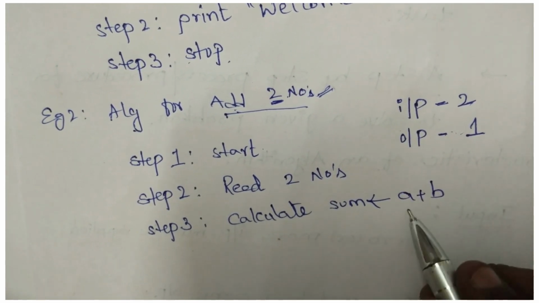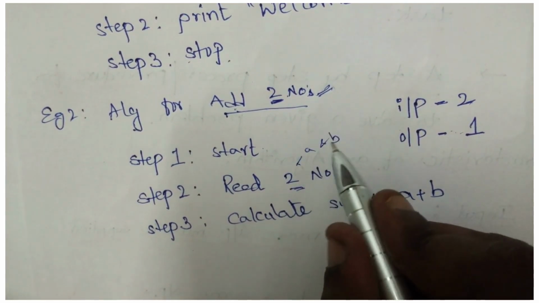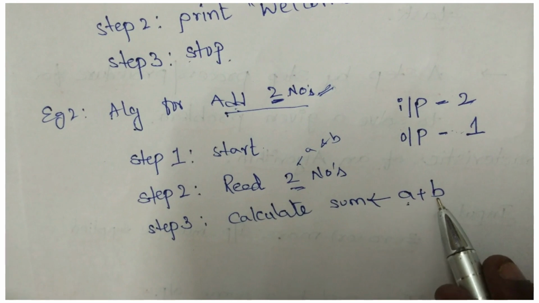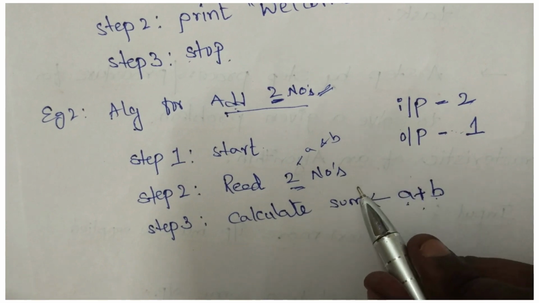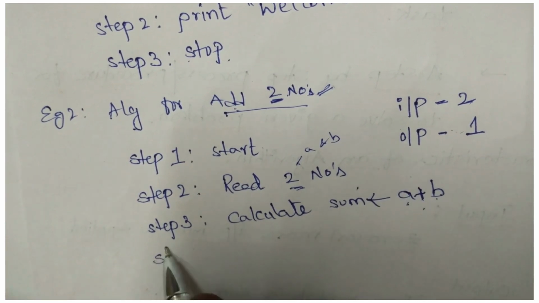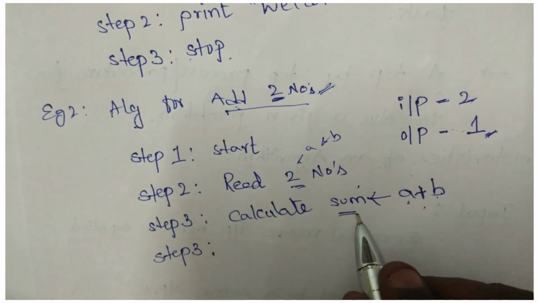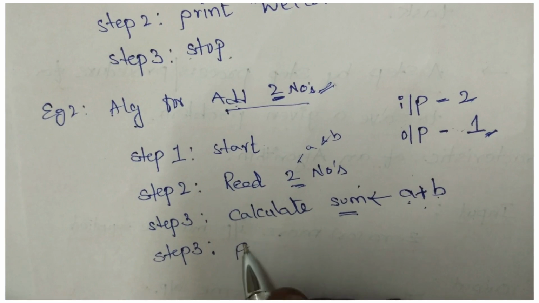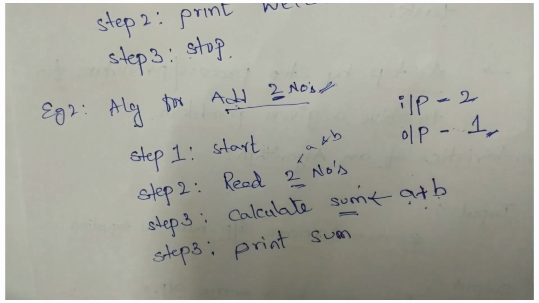The value of A means I can read two values, right? These two values are the A and B values. These two values I can add using the arithmetic operator plus, and the result will be stored into sum. After that I have to display the output. How many outputs? One output. That output is called sum, right? Now I can print or display the sum as output.